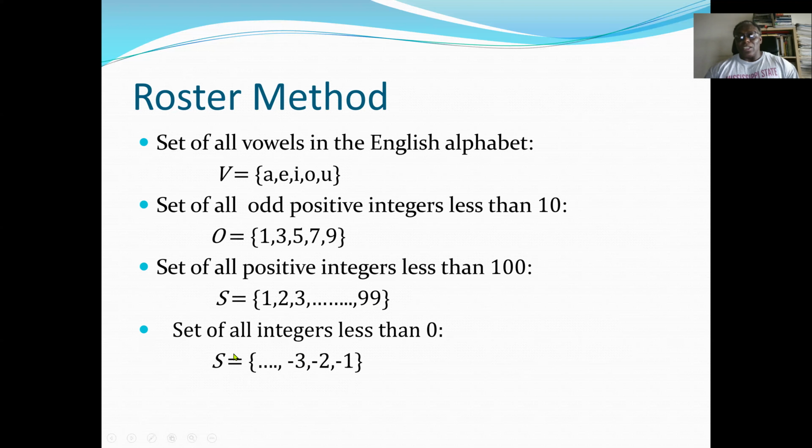Here also we have a set of integers less than 0. Here they didn't tell us only positive, so negative values are also possible. If it's less than 0, then we start from -1 and keep reducing. And remember here, we say all the integer values. So it will go -1, -2, -3, -4, all the way to negative infinity. So we have the ellipsis here.